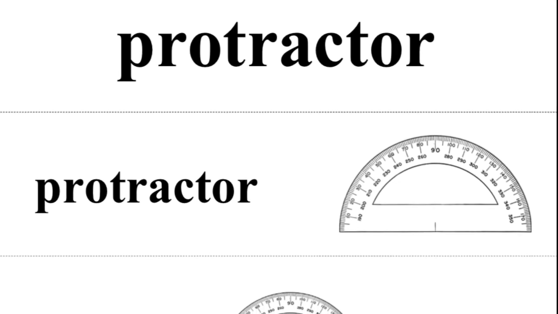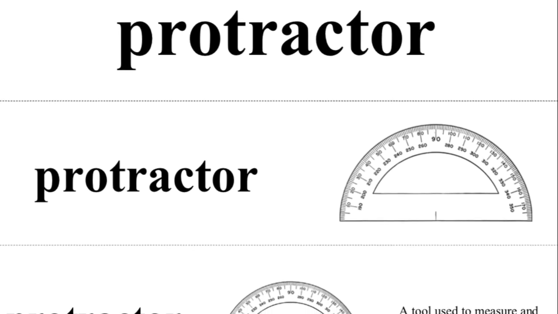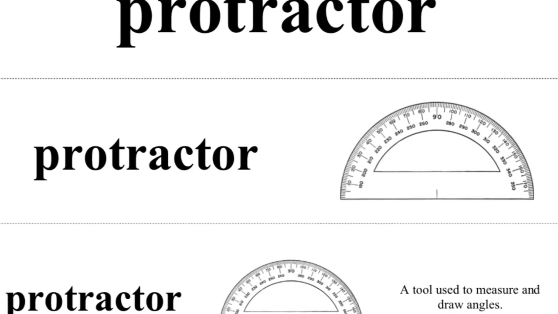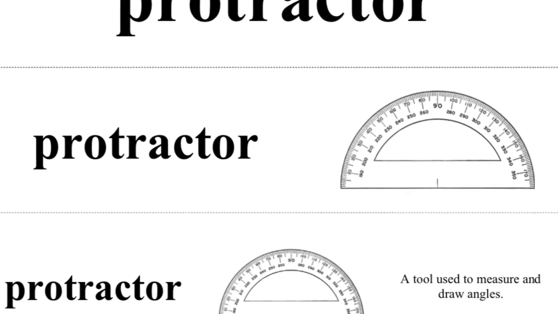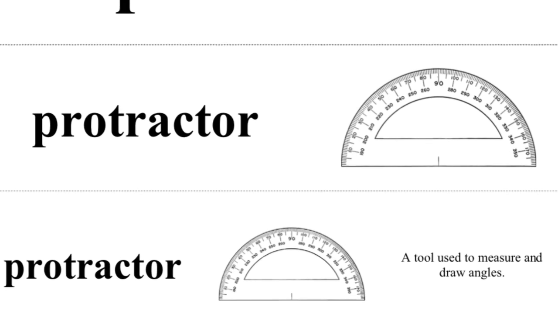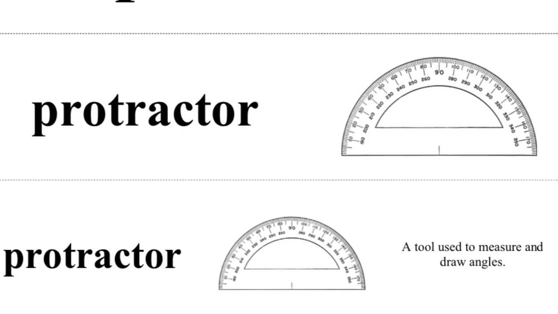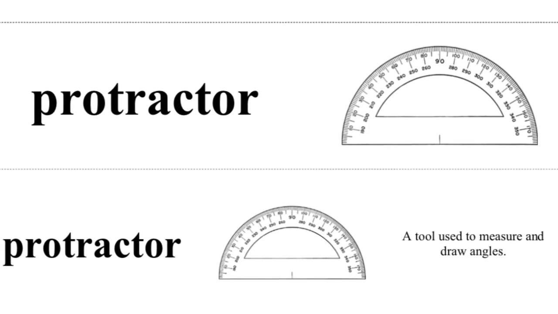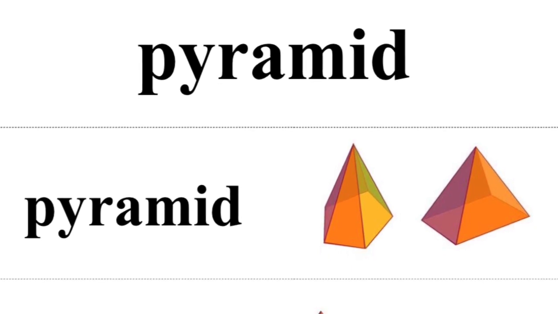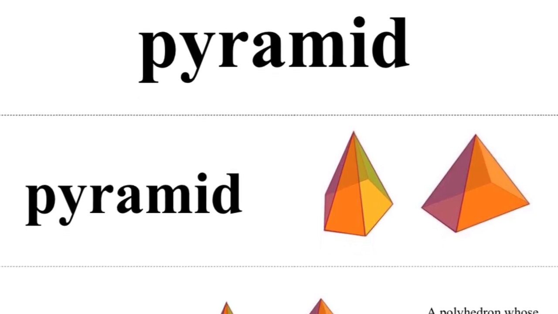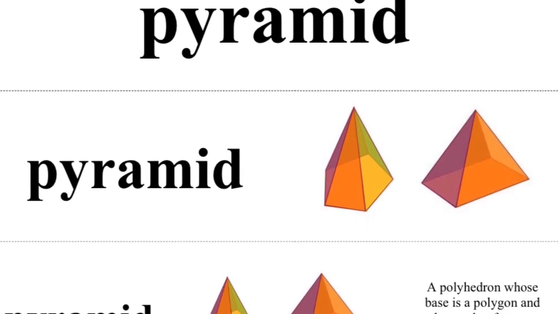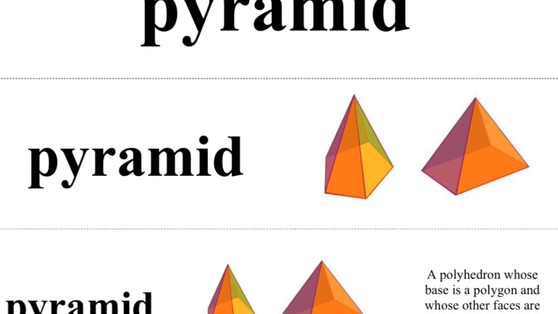A protractor is a math tool used to measure how large an angle is. It's like a ruler, but in this case, it determines how wide two lines are away from each other to determine how big that angle is. A pyramid is a three-dimensional shape that has a polygon for a base, but goes up to a point, so the sides are going to be triangles.